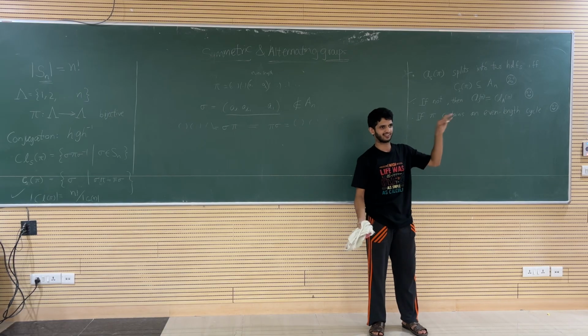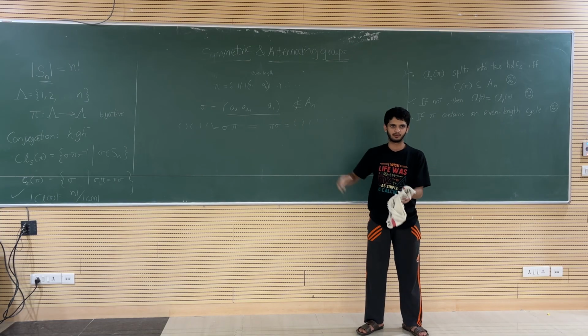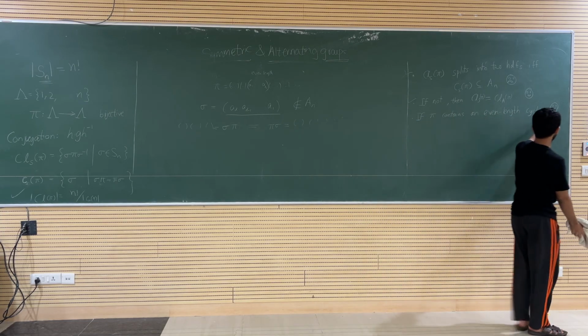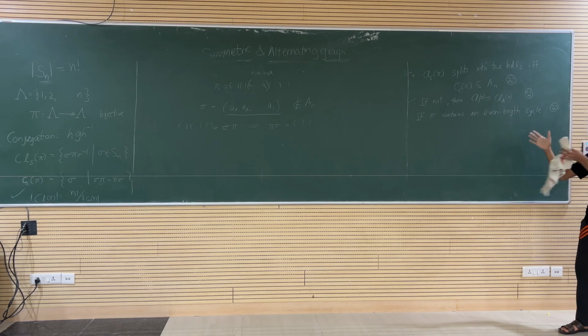So the whole story, read it backwards now. So the conjugacy class doesn't break basically if you move up. So you understood this sentence? If pi contains an even cycle, then you need not worry. Why you need not worry? The conjugacy class in S_n and the conjugacy class in A_n will be the same.